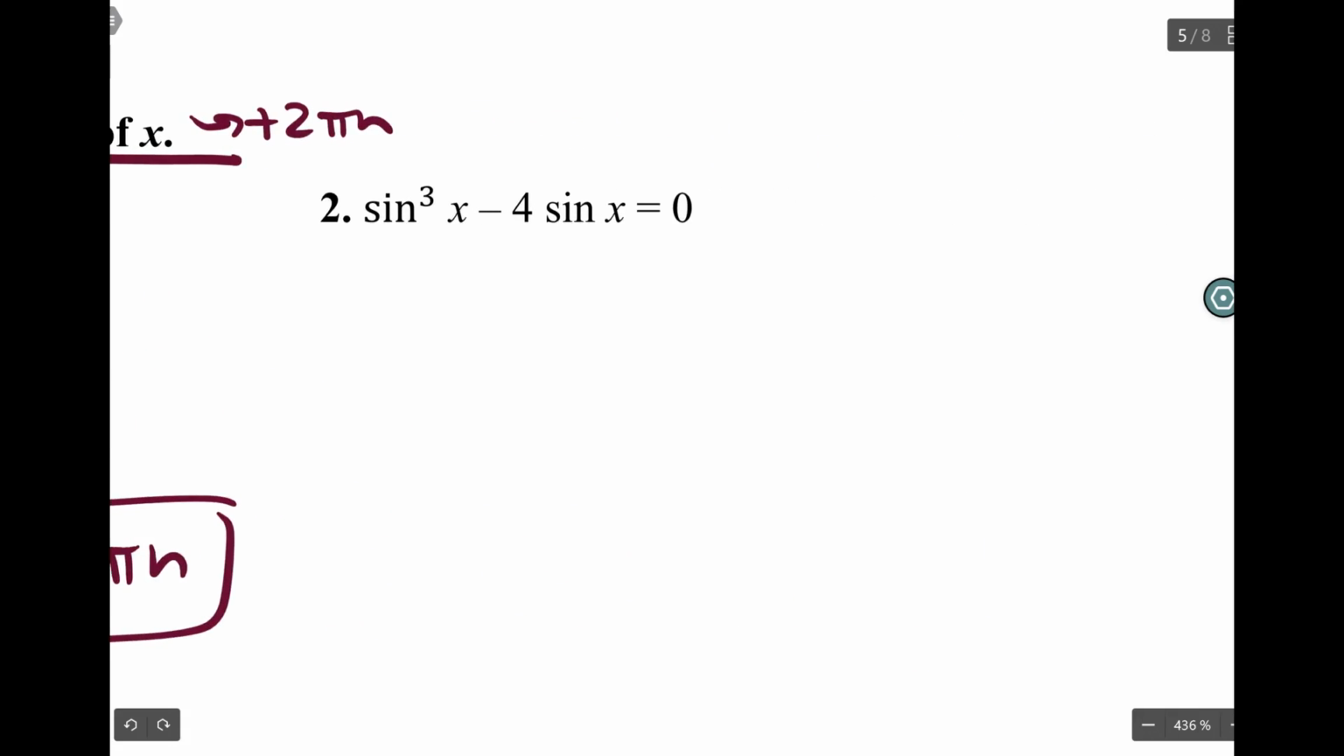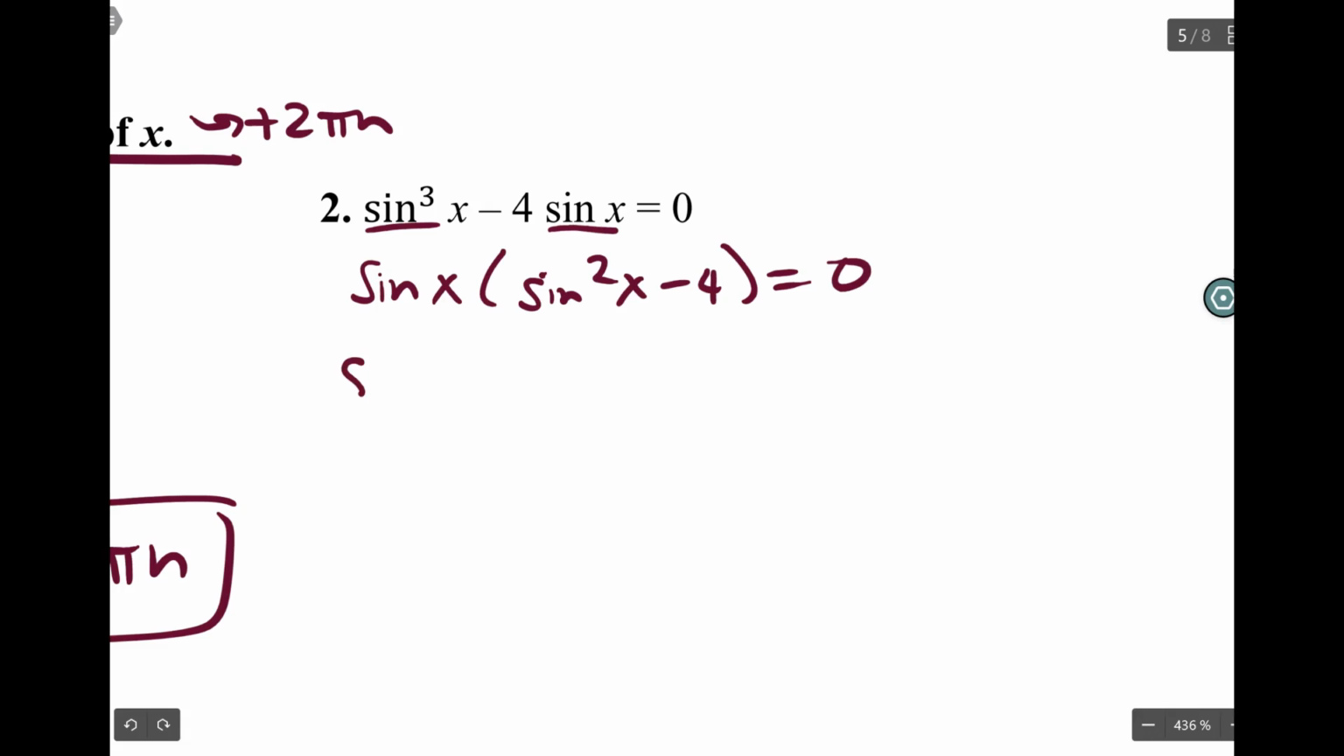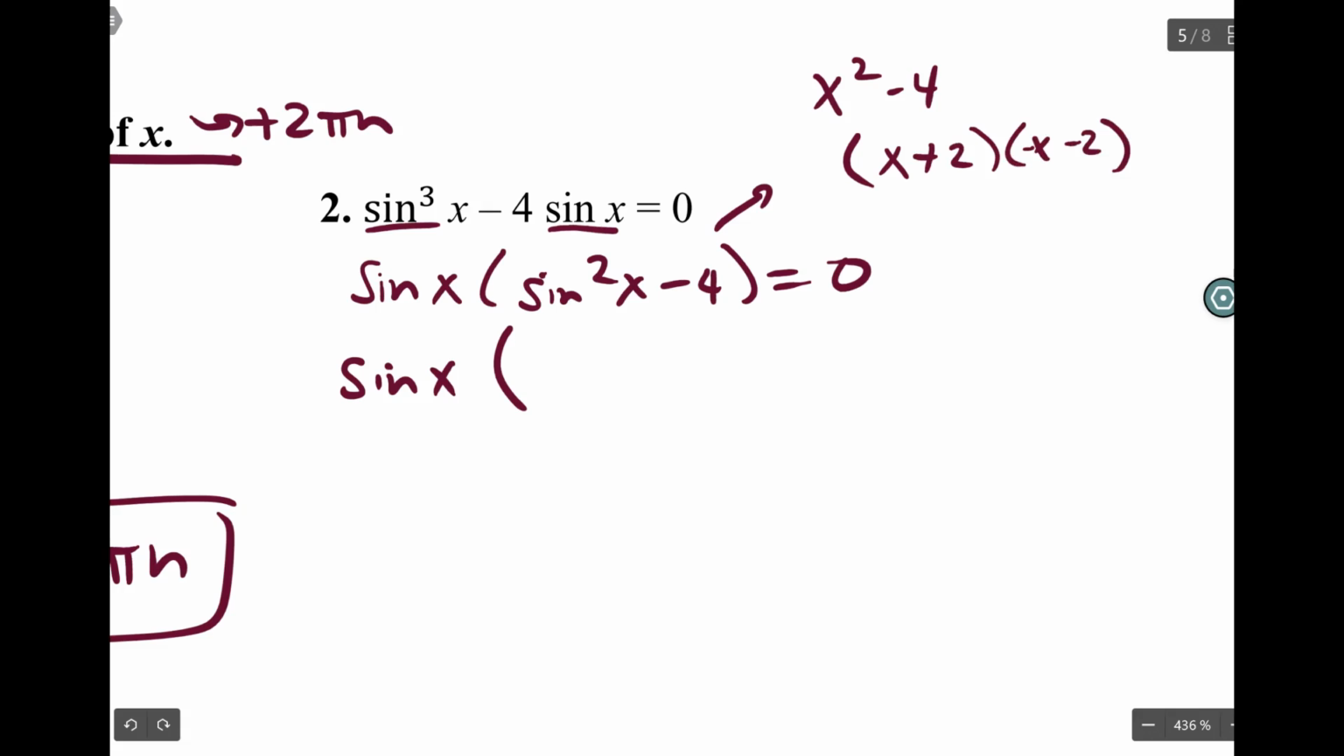Number 2, sine cubed x minus 4 sine x. So notice that there's a sine in both terms I can pull out. So I'll have sine x times (sine squared x minus 4) equals 0. Well, that's a difference of squares. Just a reminder, if I have x squared minus 4, I can write it as (x plus 2)(x minus 2). So that's what difference of squares is.